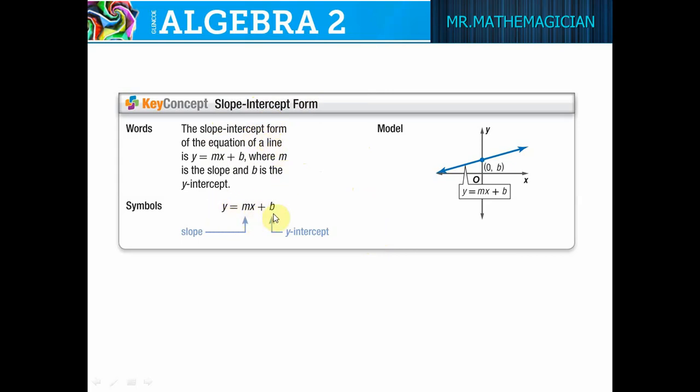This is the slope-intercept form, y equals mx plus b, such that m is the slope of the line and b is the y-intercept. The y-intercept means the point where the line cuts the y-axis. And you know from the previous video that the slope is y2 minus y1 over x2 minus x1, or the change in y over the change in x.